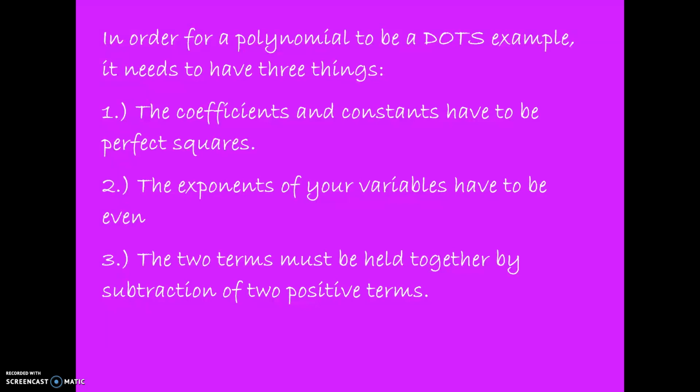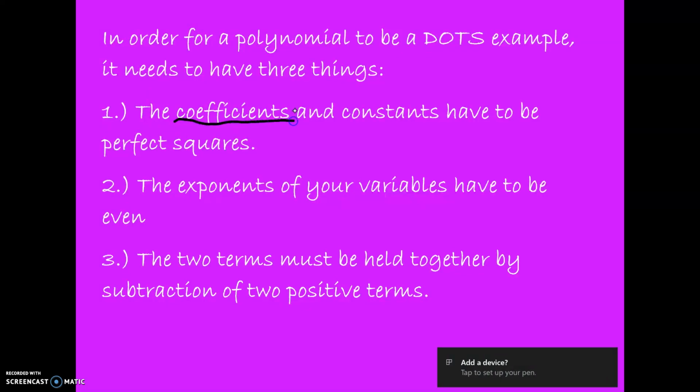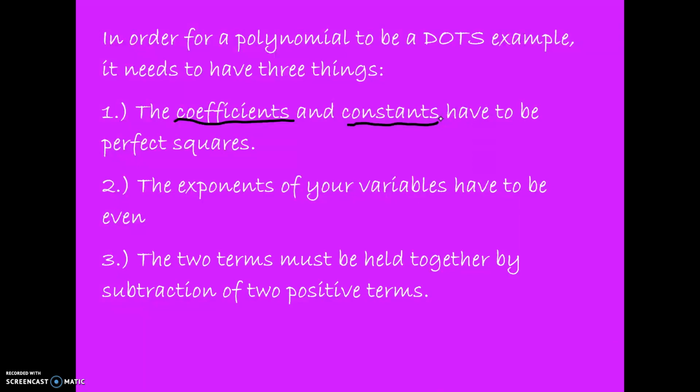The coefficient of these expressions needs to have some sort of a perfect square number. So 16, 4, 36, 1, all of those are perfect squares, so those could be the coefficients, as well as the constants in that polynomial. So basically, all the numbers that you see, other than the exponents, have to be perfect squares. In addition to that, the exponents, in particular, have to be even. So they don't have to be perfect squares, but they have to be even numbers.